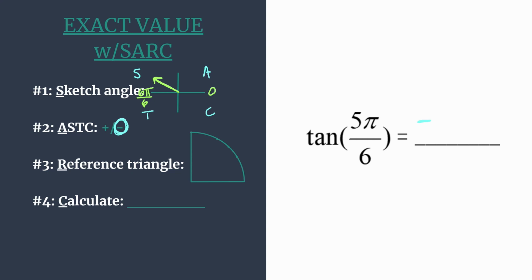If you did have an angle in quadrant 3, know that tangent and cotangent are positive. All the others are negative. And in 4, cosine and its reciprocal secant are positive. Okay, now we're ready to move on to our reference triangle and coordinates.